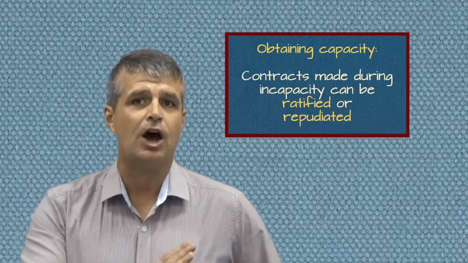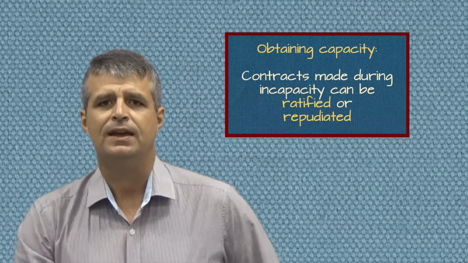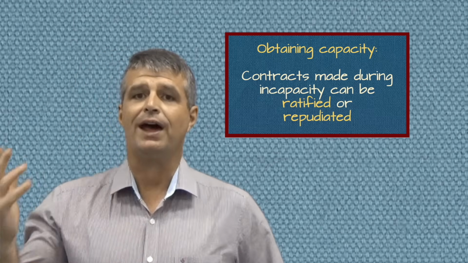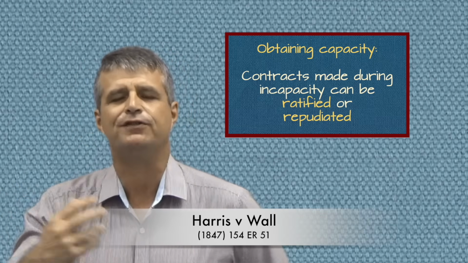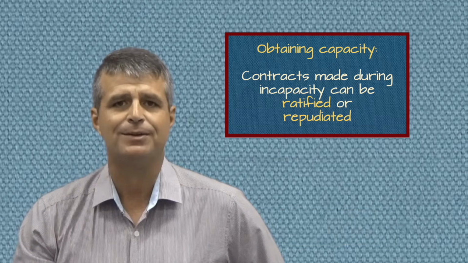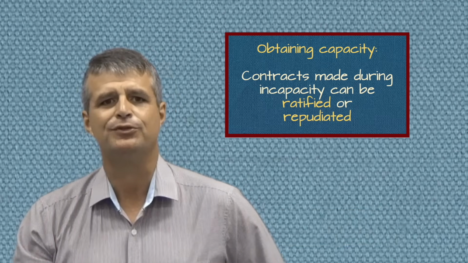People with mental incapacity are often restored to full mental capacity. What happens then? Well, if a person makes a contract while they don't have full capacity, but then they later obtain capacity, they have the choice to either repudiate the contract, which means pull out of it, or they can ratify the contract, which means they've now agreed to it while they've had capacity. So it becomes fully binding.